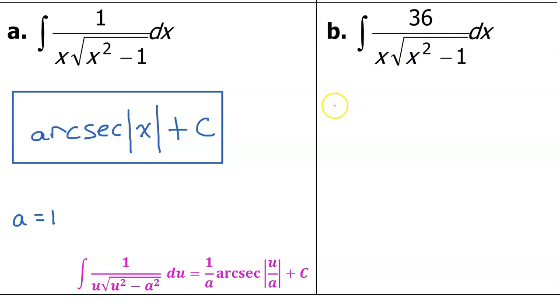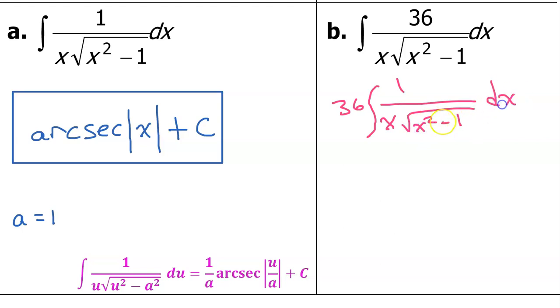For part B, we have this 36 that has appeared in the numerator. By now, you can guess that I'm just going to take that 36 and bring it out to the front of this integral, leaving behind 1 over x times the square root of x squared minus 1, which looks suspiciously like what we had in part A. It just has a 36 in front of it. So guess what? We will take our answer from part A, arc secant, absolute value of x, plus c, and we will simply bring down the 36.